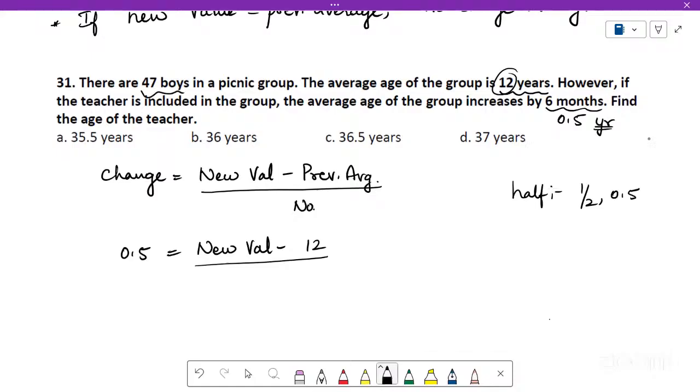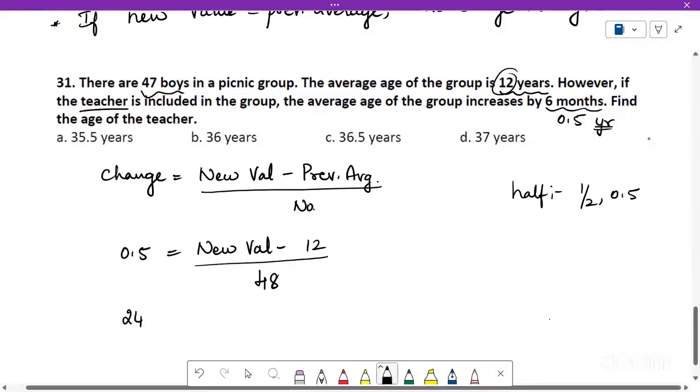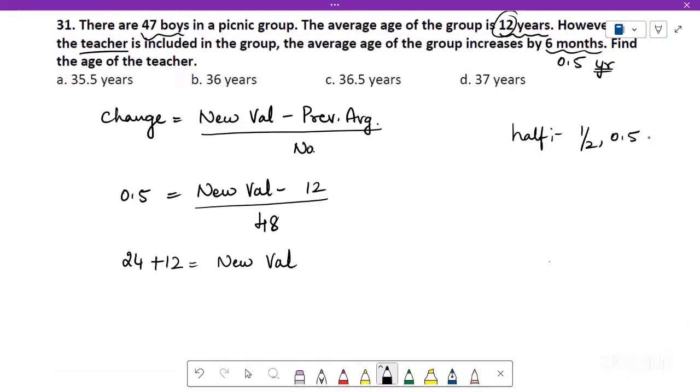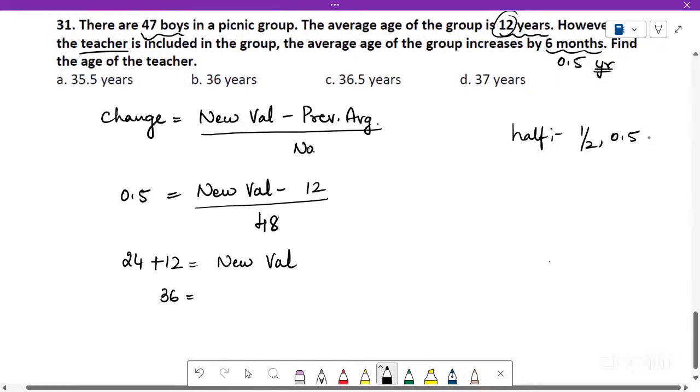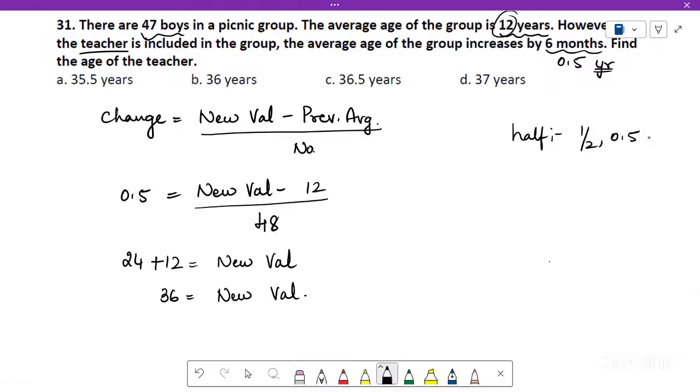47 boys ಇದ್ರು ಮುಂಚೆ, ಈಗ ಟೀಚರ್ ಆಡ್ ಆಗಿದ್ದಾರೆ. So totally we have 48 people. Okay. Now 0.5 into 48 is 24. Then this minus 12 comes to left hand side. It becomes plus 12. This is new value. New value ಬಂದು 36. What is this new value? It is the age of the teacher. It is 36 years. This is about change in average problem.